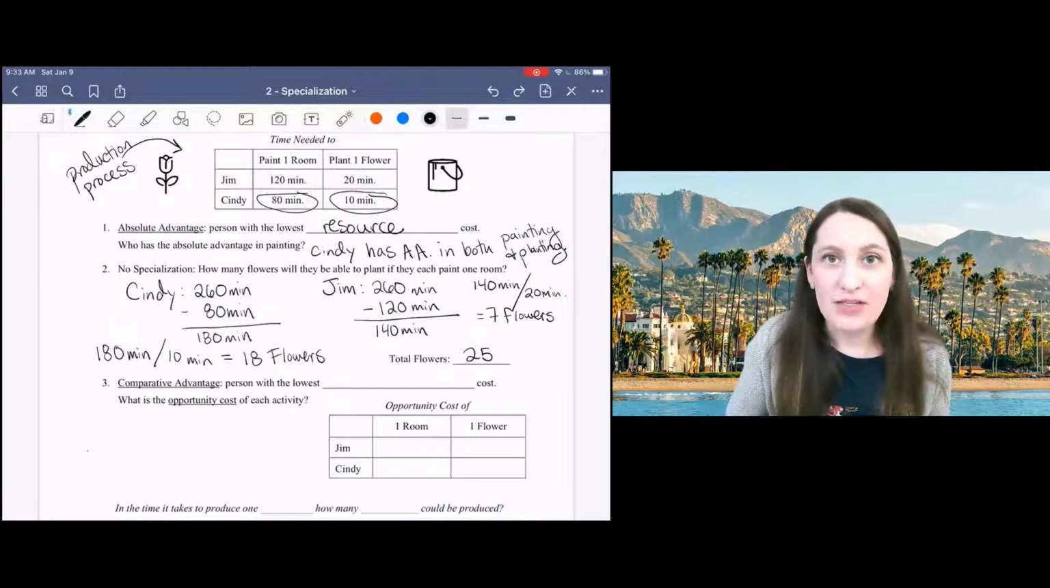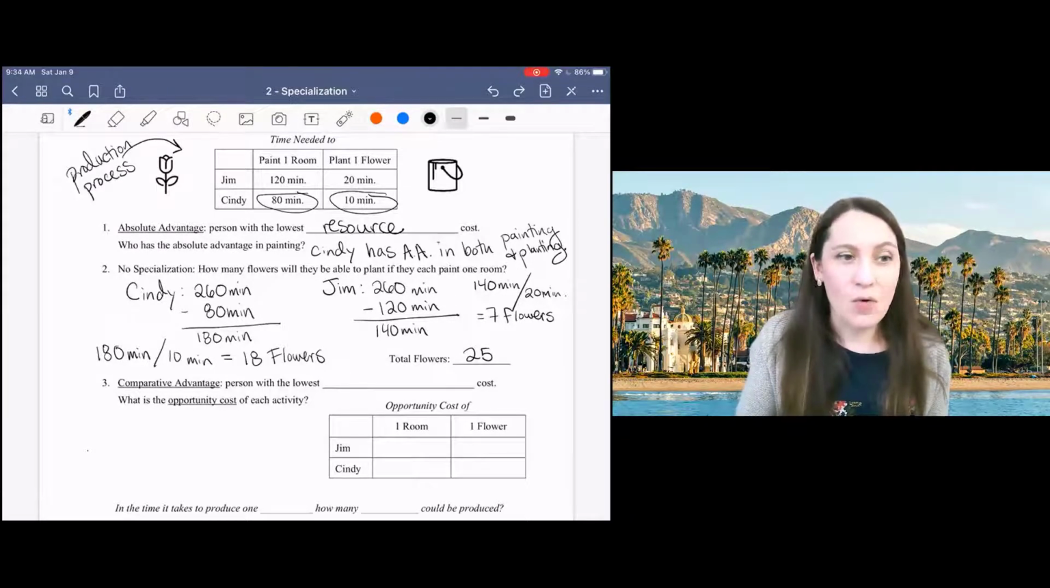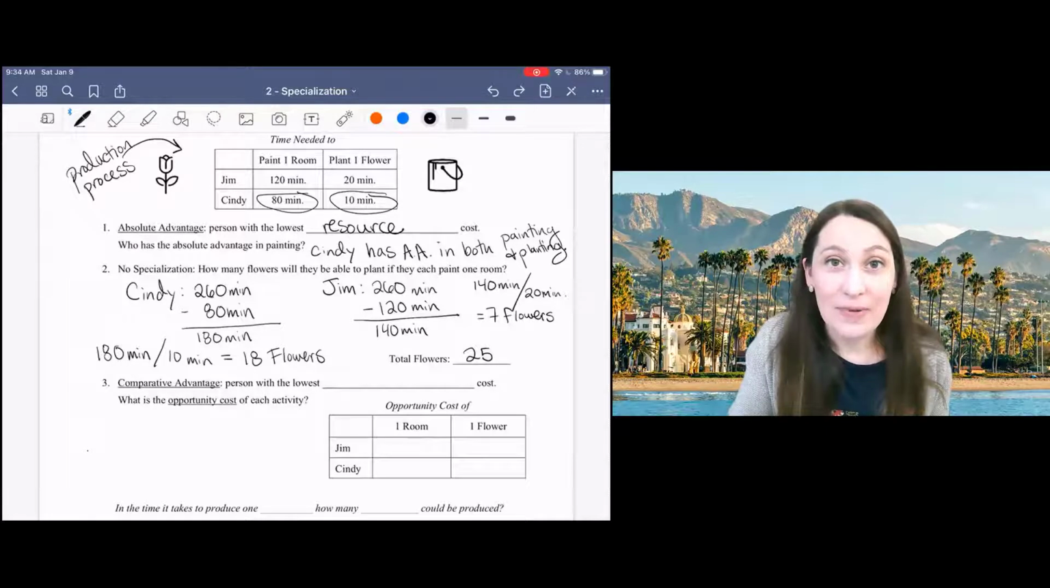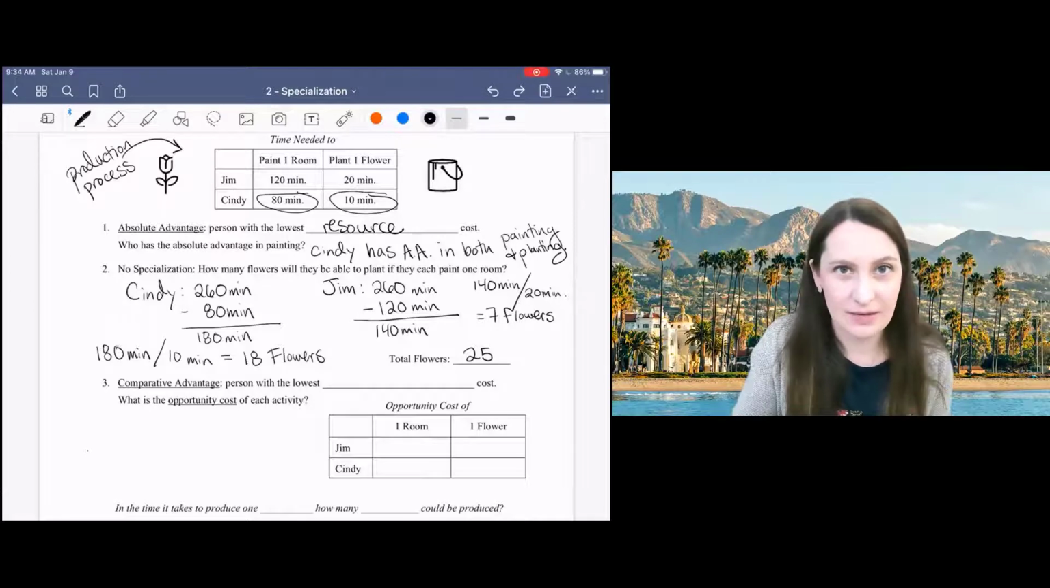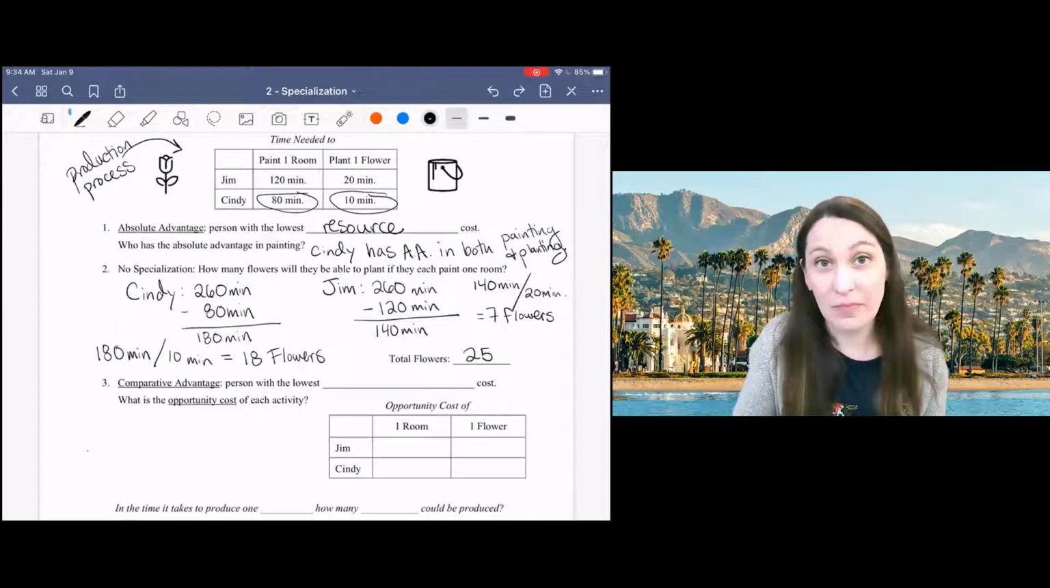The true cost of production is not the resource cost. The true cost of production is the opportunity cost. If we think about what Jim and Cindy give up in order to paint a room, it's not time. They don't really care about time, other than the fact that they can use that time to plant flowers.